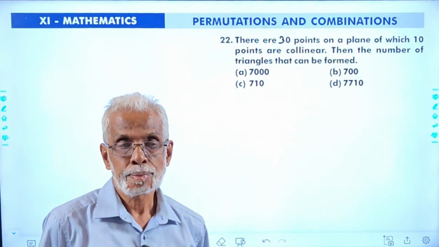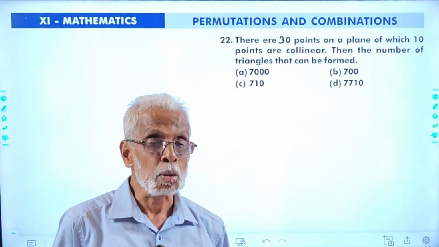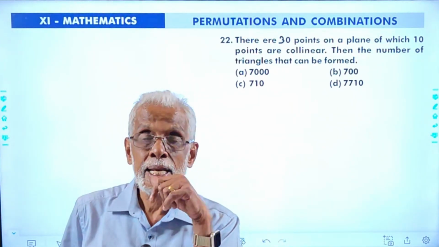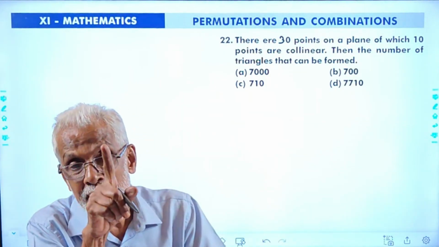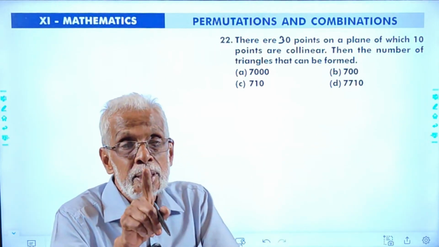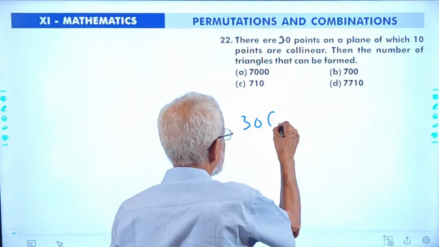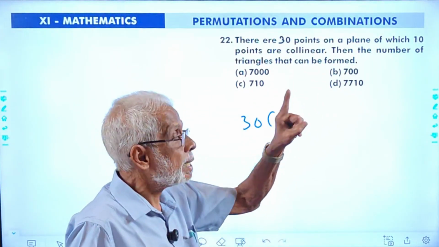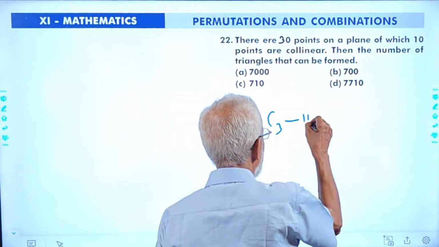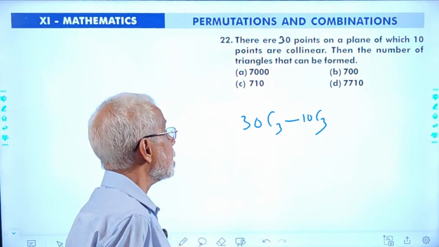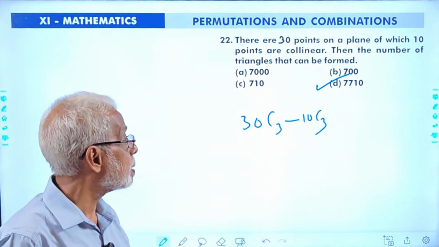You look, there are 30 points on a plane, of which 10 points are collinear. Number of triangles that can be formed. Joining 3 different points will give a triangle. Therefore, total number of triangles obtained by joining 30 points is 30C3. But the 10 collinear points will not form a triangle. The number of actual triangles is 30C3 minus 10C3, which, simplifying, gives 4050.